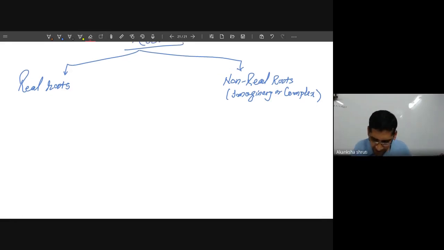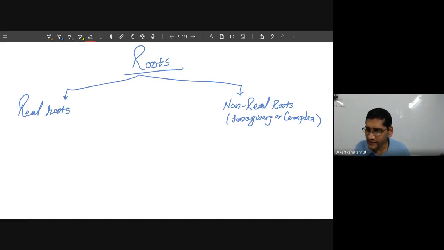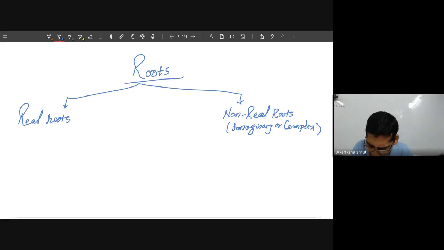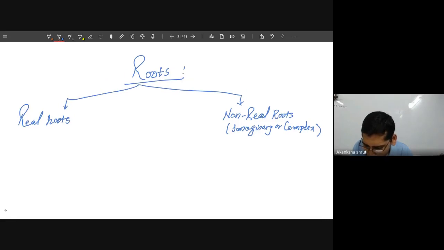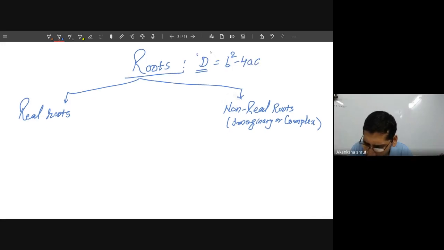सो ये रियल एंड नॉन रियल किससे डिसाइड होते हैं स्टूडेंट? The important thing, it is determined by D. Means we have to calculate this D. What is this D? b square minus 4ac. This calculation we have to do. So now, depending on this b square minus 4ac, the roots could be real or non-real.